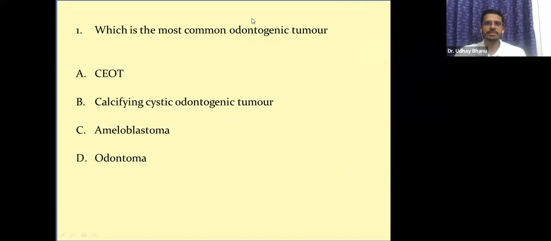Now let's deal with a few questions. That concludes our discussion for the day, a brief discussion. Which of these is the most common odontogenic tumor? Yes, it is the odontoma. The odontoma is the most common odontogenic tumor. The ameloblastoma is the second most common odontogenic tumor. Good.